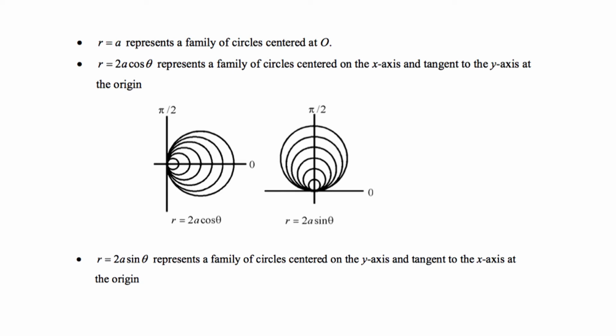centered at O. r = 2a cos theta represents a family of circles centered on the x-axis and tangent to the y-axis at the origin. r = 2a sin theta represents a family of circles centered on the y-axis and tangent to the x-axis at the origin.